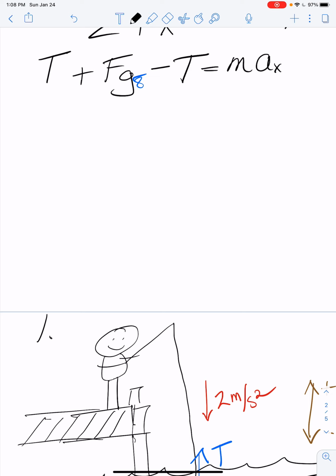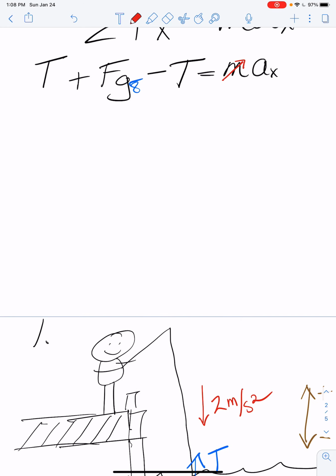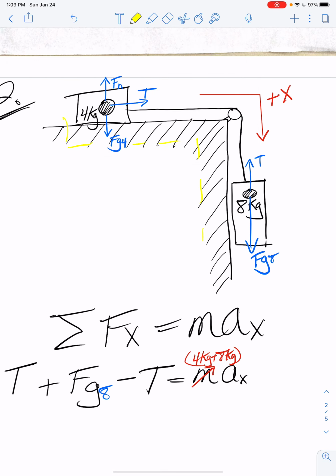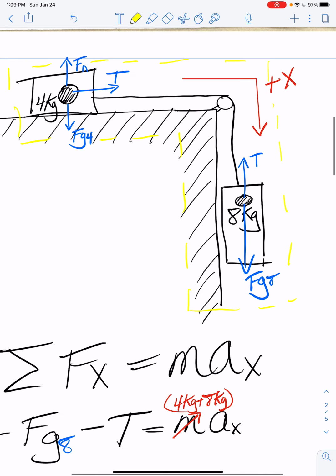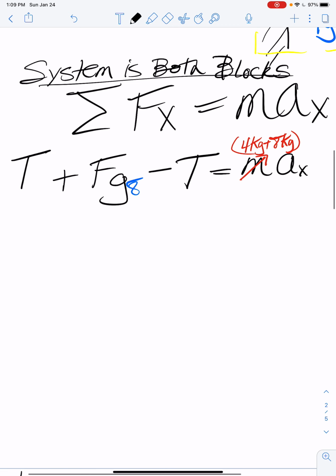One other thing we can fix here is that the mass is actually the mass of both blocks. So this is going to be 4 plus 8, which is 12. Now, the reason that's the case is because our system is both blocks. We said this last time, that we were going to define this yellow dotted line as the system, the 2-block system. So if that's the case, you can make a note here if you like to. Both blocks.